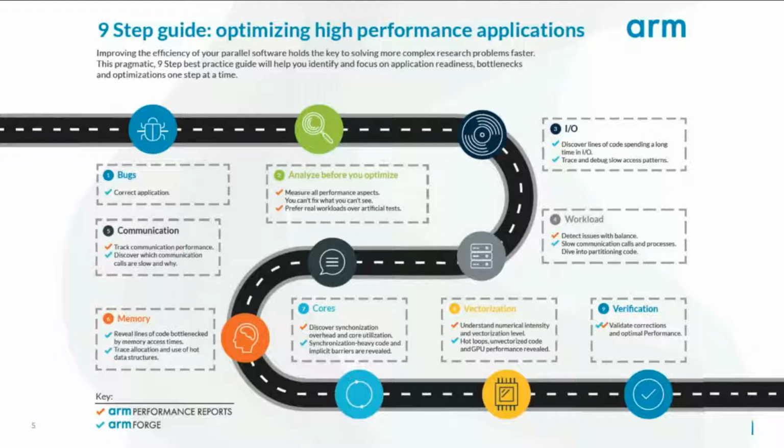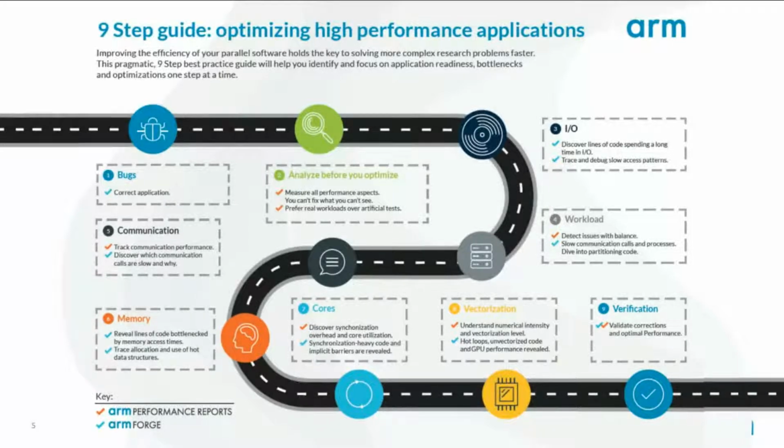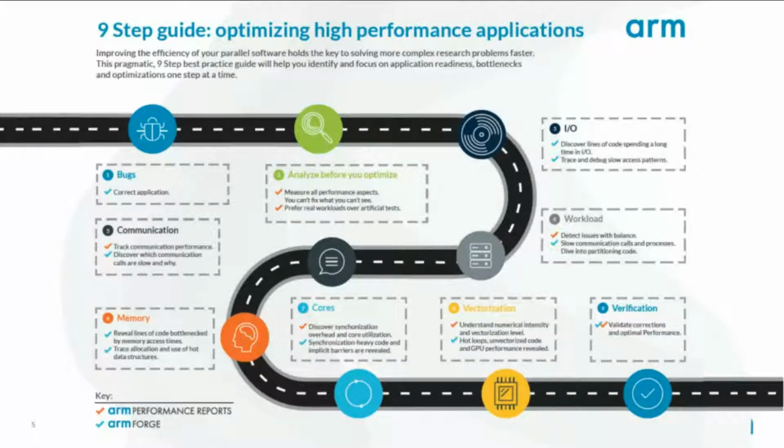Next is analyzing the performance before you really decide what to do. We'll be looking at both of our tools today, performance reports and map. I really encourage as a first step to look at performance reports because it's a high-level view, very easy to understand. You can get the output without symbols in your code, just a general release build.